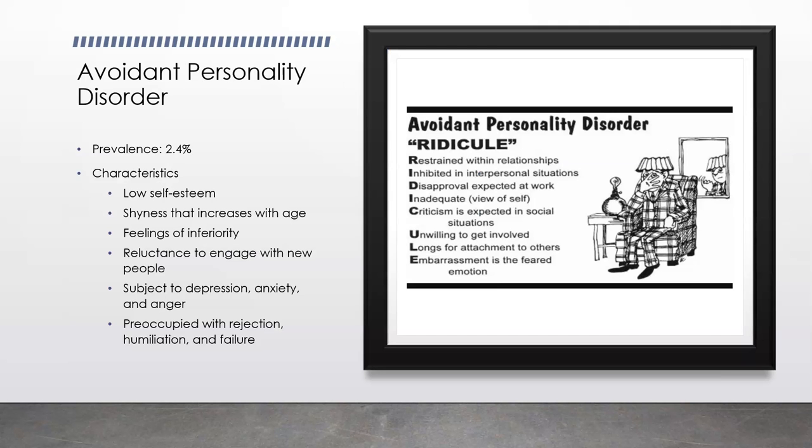Cluster C, avoidant. Low self-esteem, shyness that increases with age, inferiority, reluctance to engage with new people. They avoid interpersonal contact, right? These, again, are shy kids. They're not going to want to try out for soccer because they might get rejected.